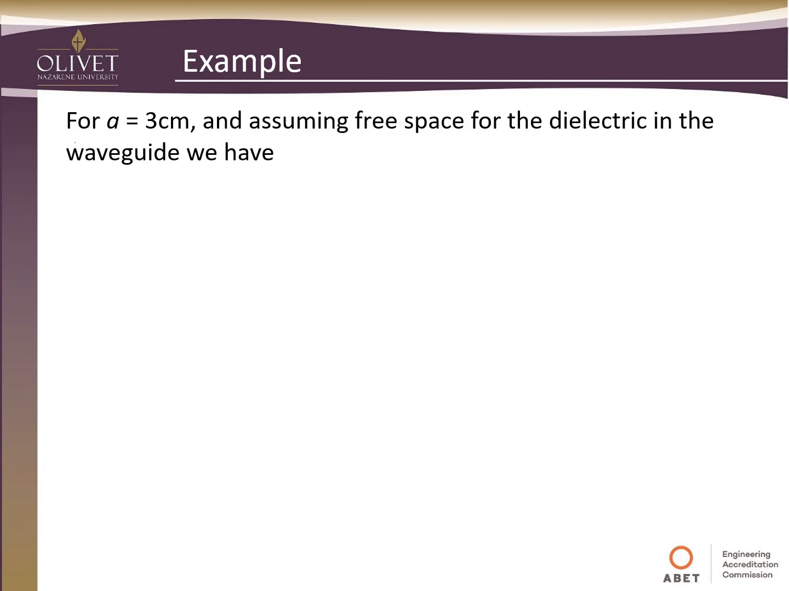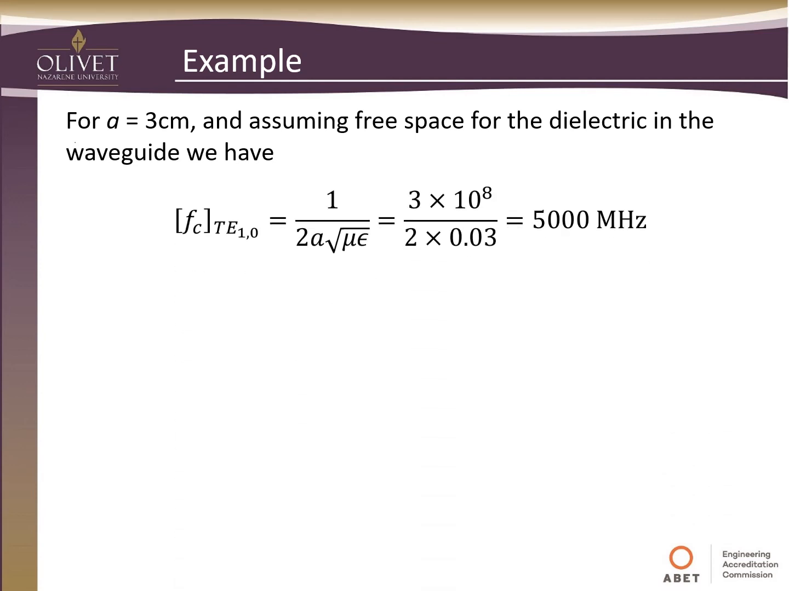So for A equals 3 centimeters and assuming free space for the dielectric in the waveguide, we can go back and calculate that our dominant mode frequency is going to be 1 over 2A times the square root of these values of the permittivity and permeability. When we put those values in, we see that we will start to have the first mode of propagation at 500 megahertz.